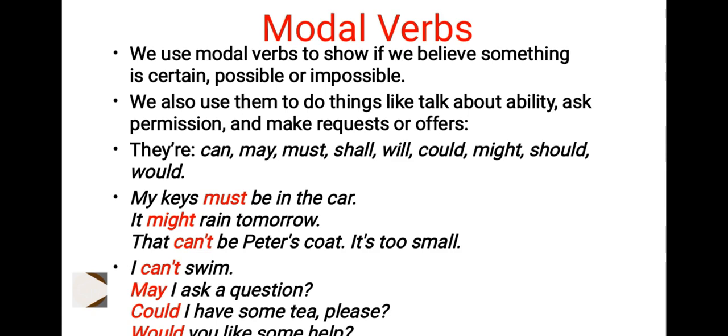They are can, may, must, shall, will, could, might, should and would. My keys must be in the car. So here we are certain that our keys must be in the car. It might rain tomorrow. It shows that there is a possibility of rain tomorrow. That can't be Peter's code. It's too small. And here we show that something is not possible. It is impossible. That can't be Peter's code because it is too small.